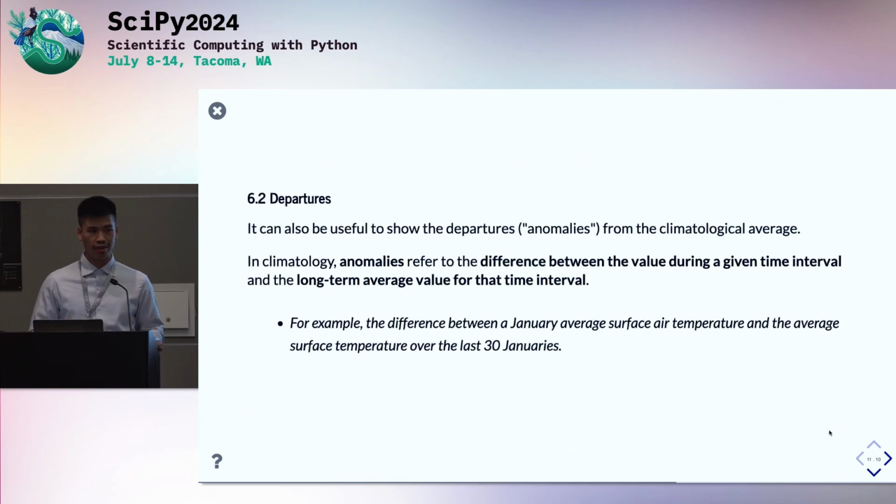And then there's anomalies. Calculating anomalies is a way to get the difference between a value during a given time interval and the long-term average for that interval. Say you have a January, you want to get the average of that January and then get the average over the long term of all the Januaries for the last 30 years, right? This is a great way to compare the results from one year across all the years.